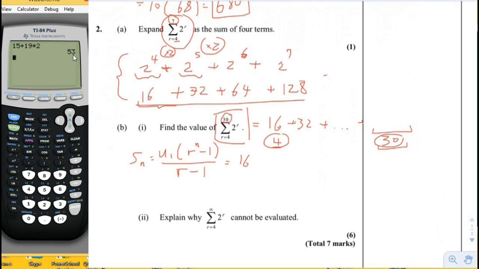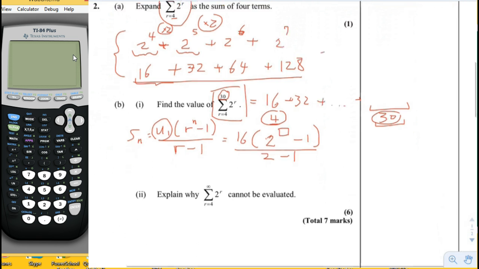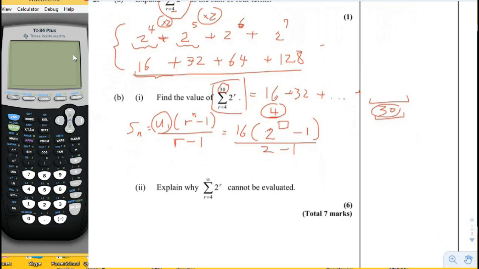So this is a little bit tricky, not like most of the problems we've done. U1 is going to be 16, right? R is going to be 2 because there is a multiplication of 2 between each term. And then we subtract 1, and on the bottom we put 2 minus 1. The question is, what is n? I think what they're trying to trick you into saying is that n is 30. But it's not, because n is the number of terms. And here, the first term is index 4 and the last term is index 30. So actually, the index here is not the number of terms.